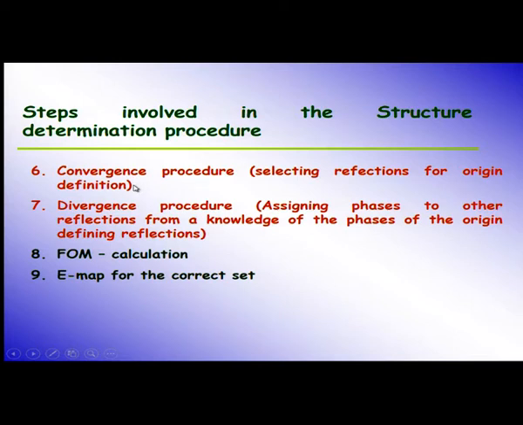So, to select the invariance, what you do is you do a convergence procedure. You take 2 or 3 reflections and assign phases if they are a non-centrosymmetric crystal, or assign symbols plus or minus if they are centrosymmetric. Usually you take 4 reflections.